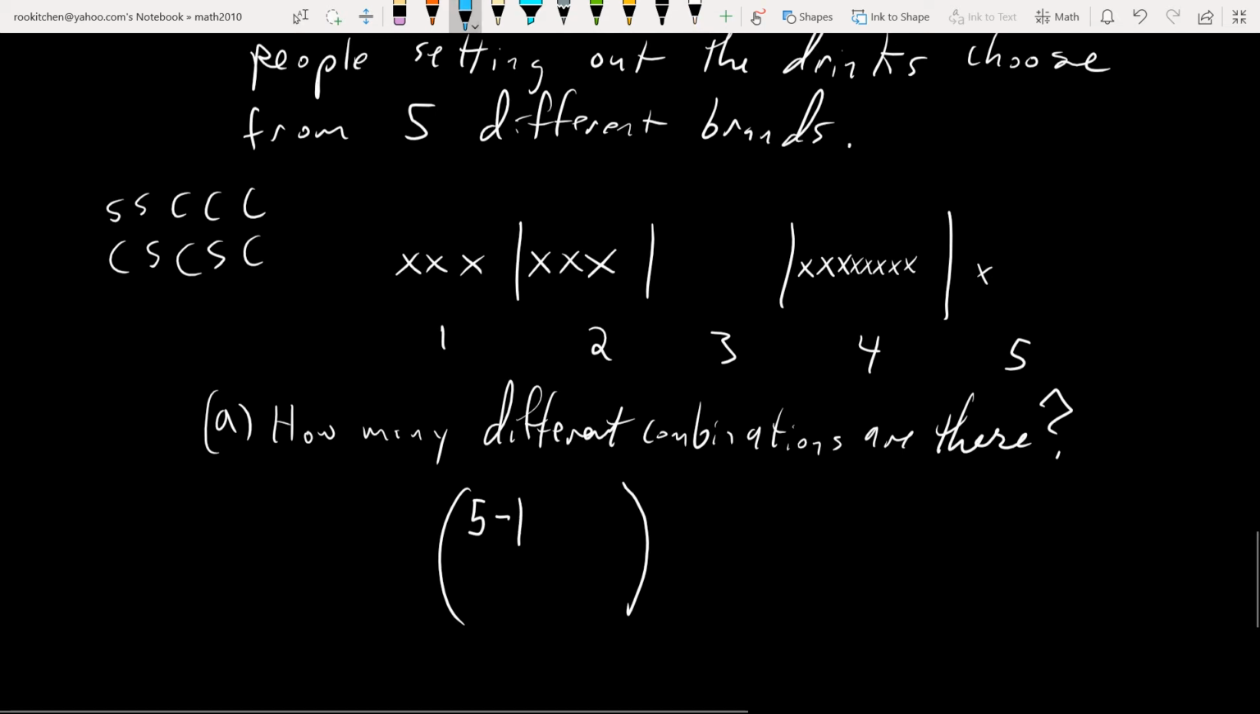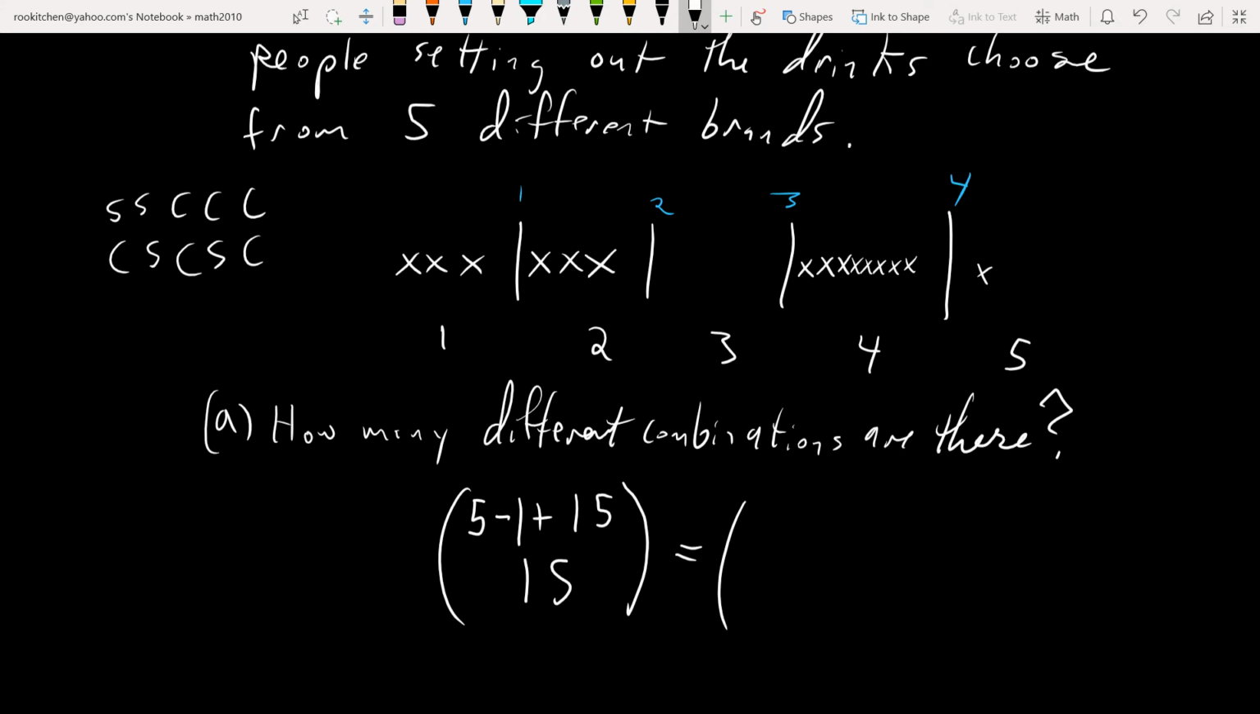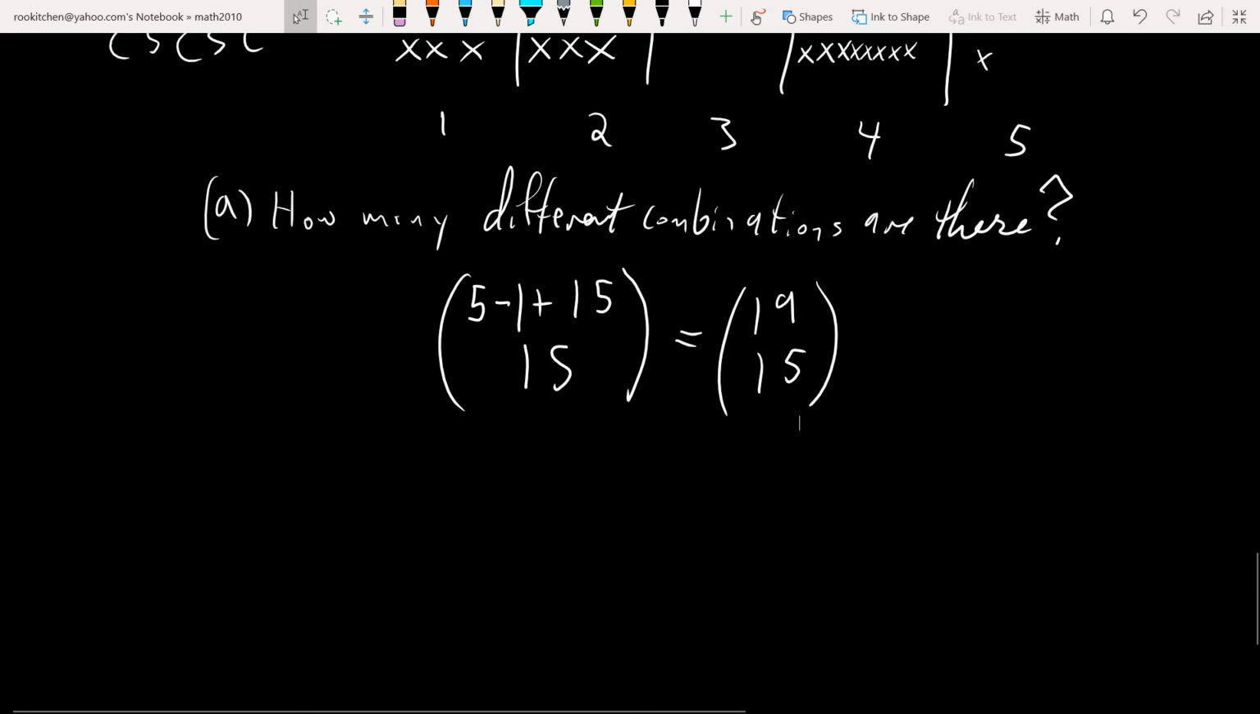There's 1, 2, 3, 4 slashes, that's the 5 minus 1 part. And then you're adding in R, and R is just the number of X's. So in this case we have 15 X's, and then choose R, so that's also 15. And that just gives you your answer. I don't overthink it too much, just try to take it for what it is. 15 plus 4 is 19, choose 15.